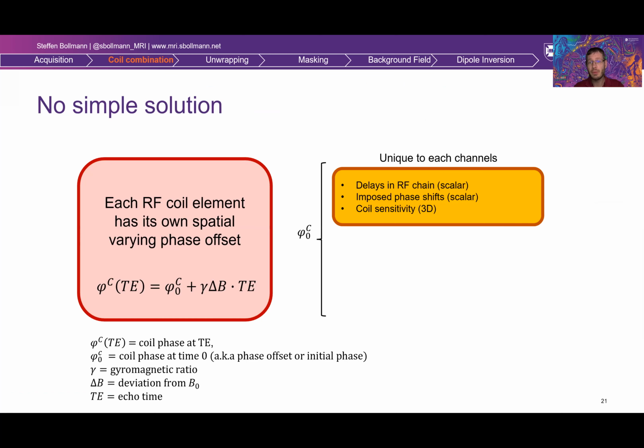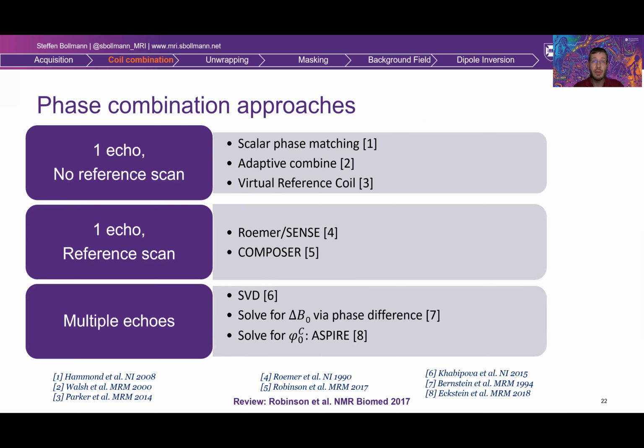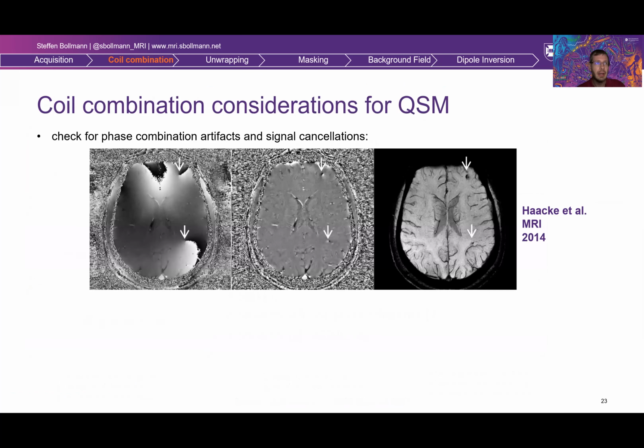Different methods have been developed to deal with this problem, either using a single echo without and with a reference scan, or using the information from multiple echoes. The best method will depend on your MRI system and your particular setup, so here are a few considerations. Check for phase combination artifacts in your data and ask your local support for the optimal combination method that would give you nice phase data.